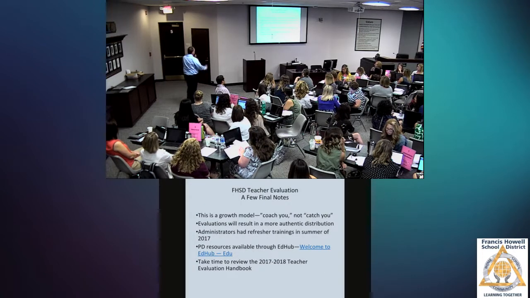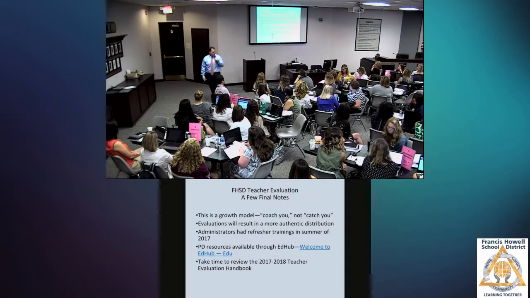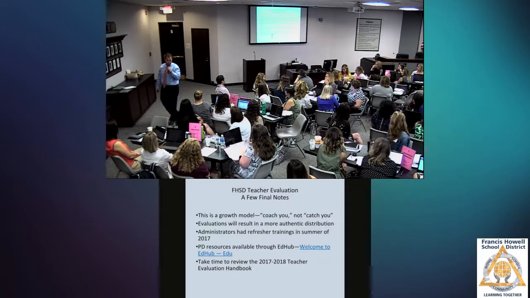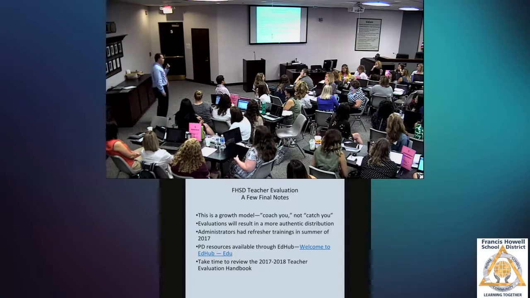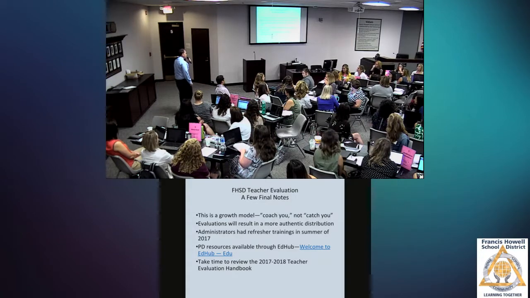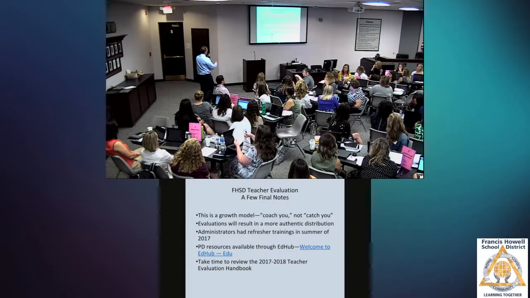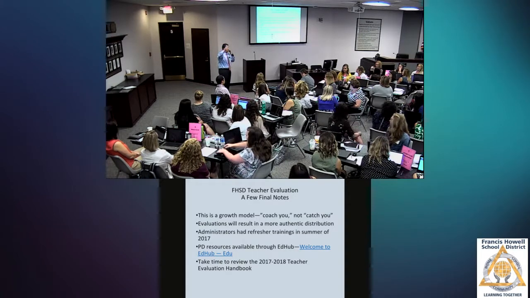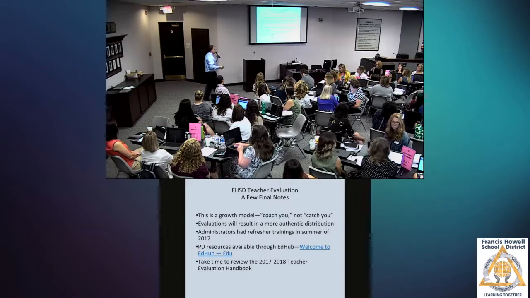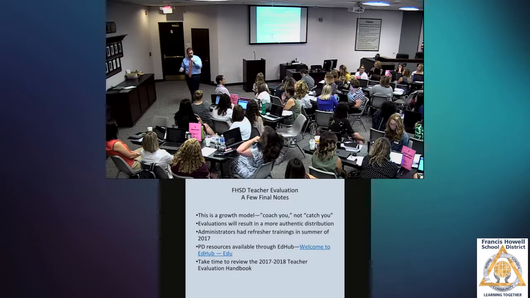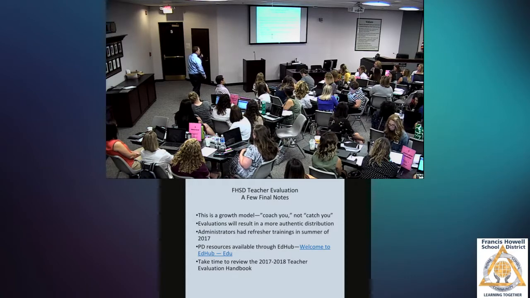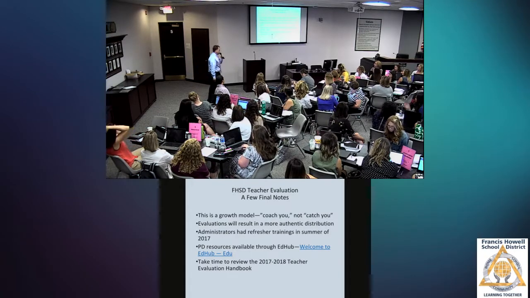So again, growth model. Our expectation is coach you, not catch you. As somebody indicated earlier, there are times in 169 days when you risk take and things don't go quite the way you expected them to. So again, we look to coach. We look for that authentic distribution. We should see a variety of scores within people. We shouldn't see 7s on everybody for every single lesson. It's not authentic. It's not the real world. Our administrators were just retrained over the summer.